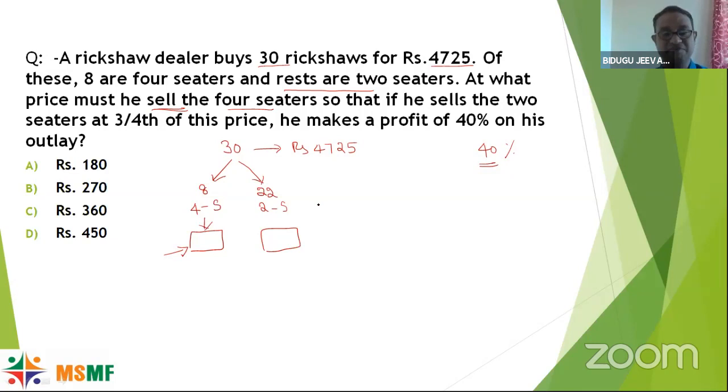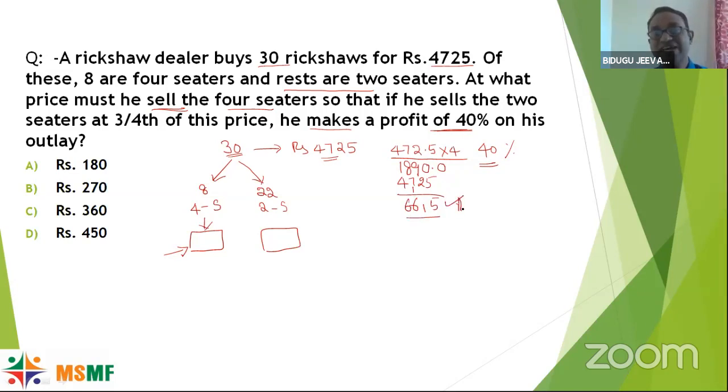Right, okay. Let me come to the question. Now, as I said, 30 rickshaws purchased for this one. Finally, he wants to make a profit of 40% on this. What is 40%? 10% is 472.5, into 4 is 1890. So I need to add 1890 to 4725. 40% profit, 6615 he has to sell.